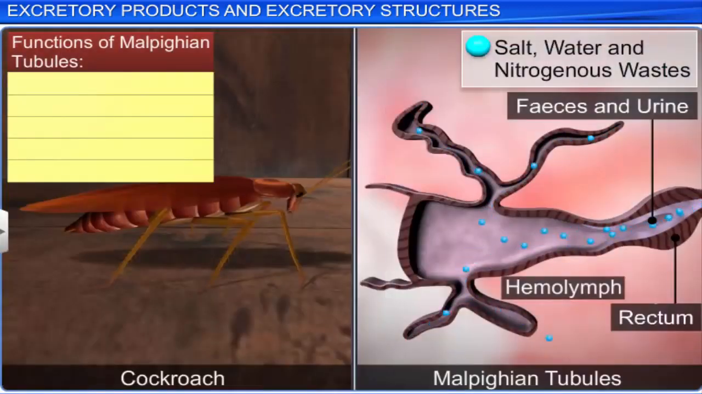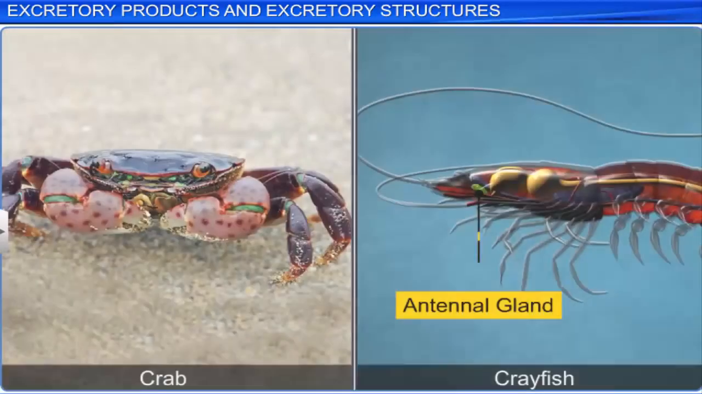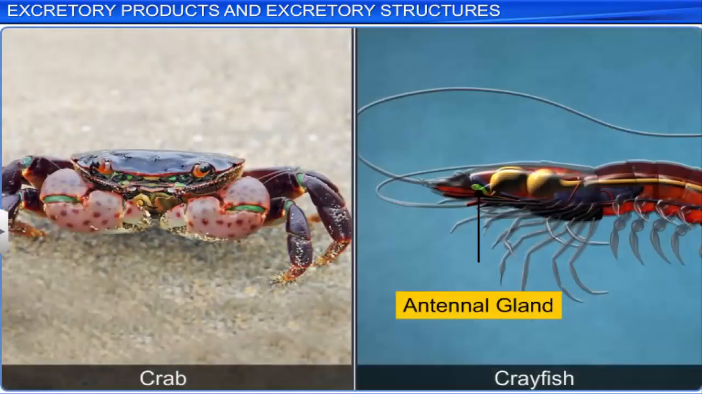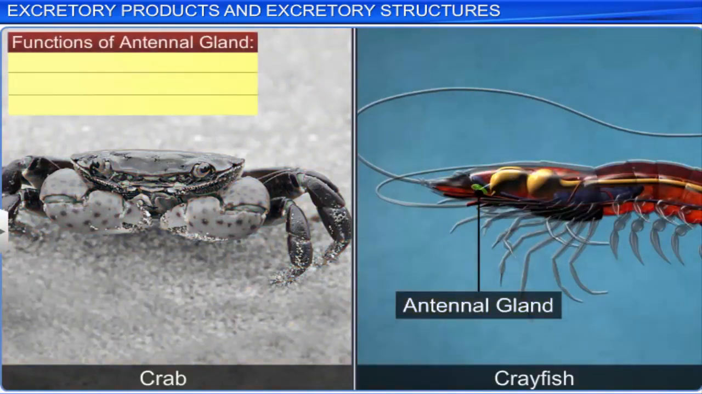Malpighian tubules are excretory structures found in arthropodans such as insects and arachnids. These tubules, along with removing nitrogenous wastes, perform the function of osmoregulation. The antennal gland or green gland is the excretory structure in crustaceans such as the crab and crayfish. This gland performs the function of excretion and osmoregulation.